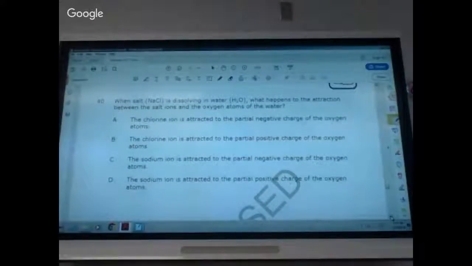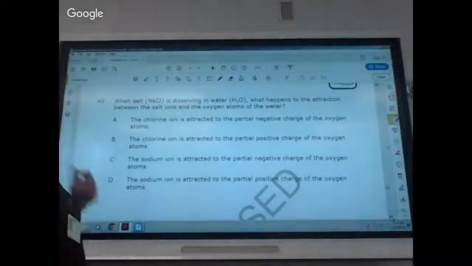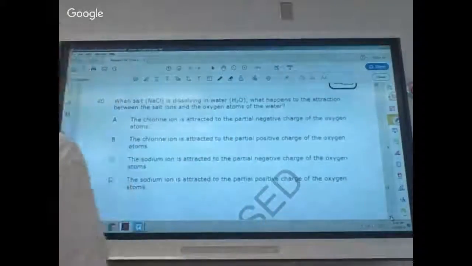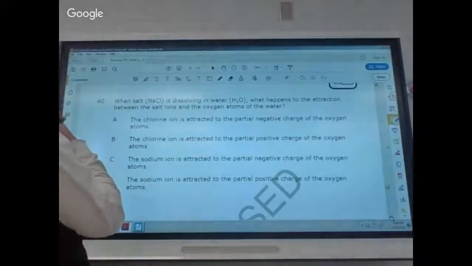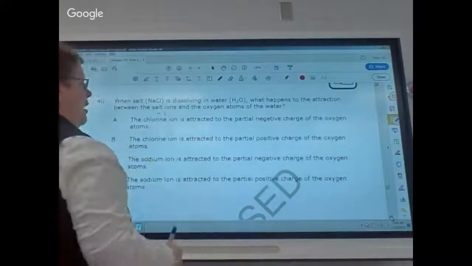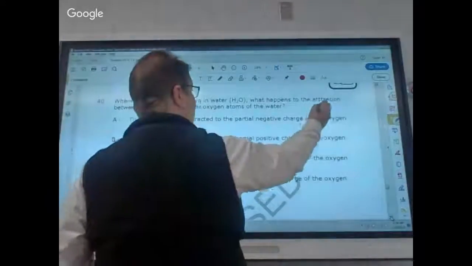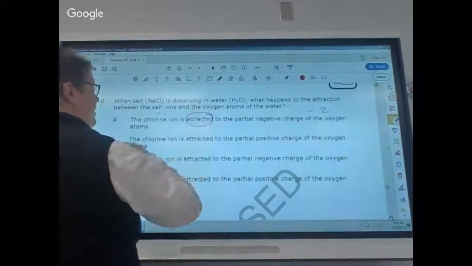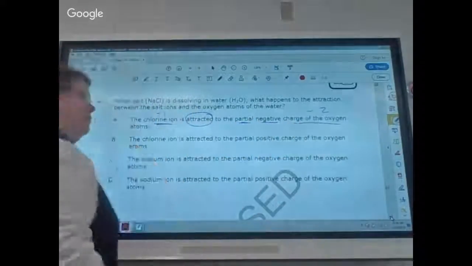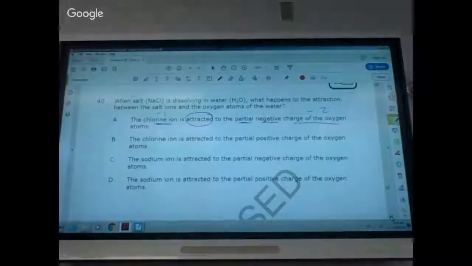All right, this one's not hard if you follow your oxidation numbers. A chlorine ion is what? Okay, it's asking when salt is dissolved in water, what happens to the attraction between the salt ions and the oxygen atoms in water? Think about your oxidation numbers. A chlorine ion is what oxidation number? -1. Okay, so it's negative. Is it attracted to the partial negative charge of an oxygen atom? Oxygen is a -2. All right, is chlorine attracted to the partial negative of an oxygen? No, negatives don't attract negatives, do they? So that's wrong.